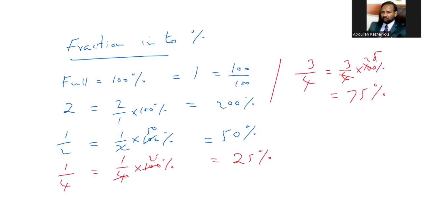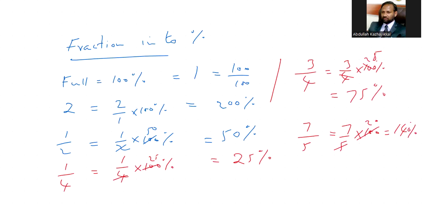Now another one, any number we can change. Suppose seven by five into percentage. What to do? 7 by 5 into 100. That means we know this is 20. 7 into 20 is 140%, more than 100%. 140%.